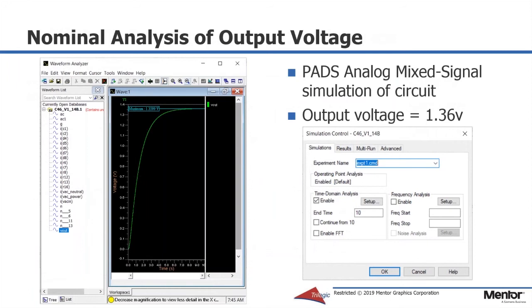A nominal simulation with PADS AMS shows that this circuit would supply the needed voltage, but the values of the components used in manufacturing the product can vary. In the schematic, the resistors are specified to have a tolerance of 10%. So this would be a one-pass simulation showing nominally 1.35 volts, and it would be set up in a simulation control window such as this.